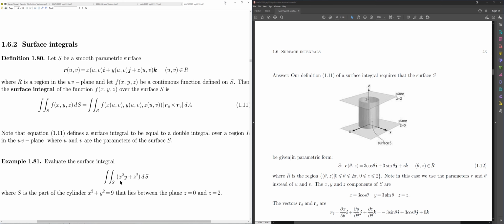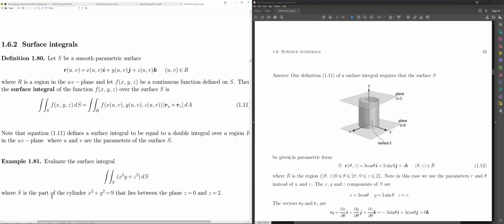We have this function, and we want to do a surface integral of this function, x squared y plus z squared, over your surface S. And you're given what the surface S is over here: the surface S is part of a cylinder, x squared plus y squared is equal to 9. Remember, we saw what this was when we did our lecture on parametric surfaces. This is a cylinder centered around your z-axis of radius 3, and this actually has infinite height.